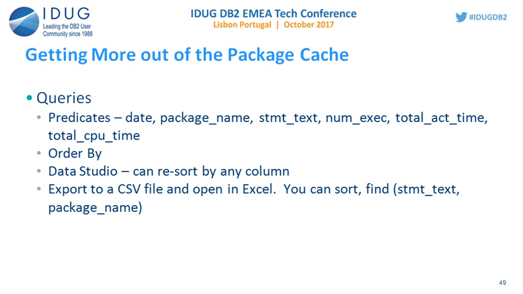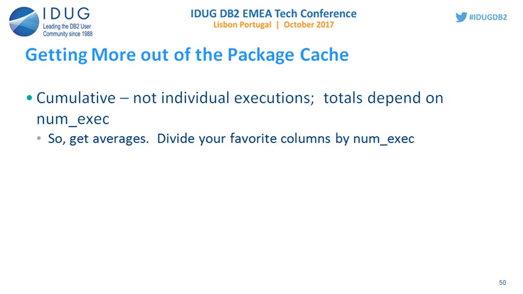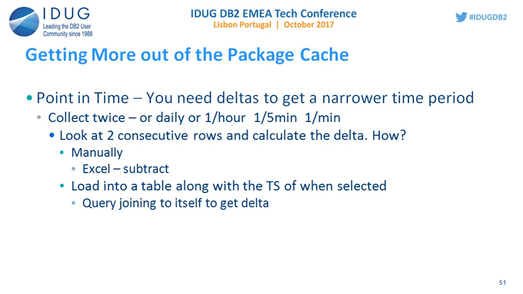And I've already talked about some different options for them. To get more out of the package cache, it's cumulative, so averages are important. So divide by num exec. But if you want a point in time, or a small period of time, you need to get deltas between two consecutive time periods. So you could collect it twice. You could collect it daily, or every hour, or every minute. And then you could look at two consecutive rows and calculate the delta. You could do it manually by putting it in Excel and subtracting. That's a lot of work.